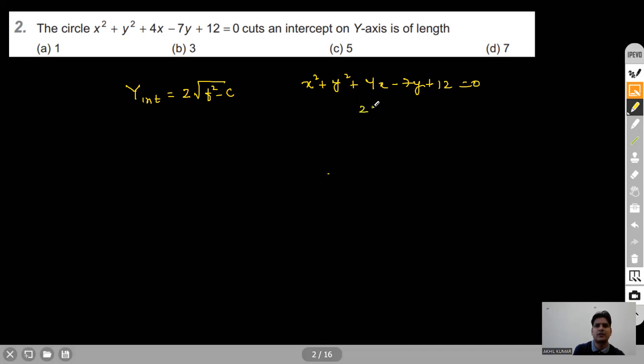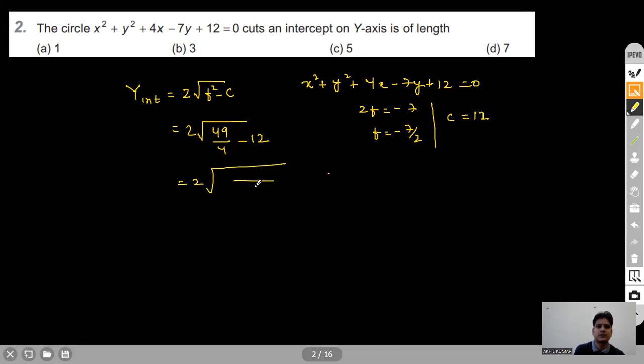So what is f here? 2f is equal to minus 7. So f is equal to minus 7 by 2. And what is c here? c is 12. So put the value of f and c here. We get 2 under root f square. What will be f square? f square will be 49 upon 4 minus c, which is 12. So 2 is 4, 49 minus 48. Okay. So it will become 2 into 1 upon 2. That is 1. So the length of the y intercept made by this circle on y axis is 1. So this is our answer. So option A is correct.